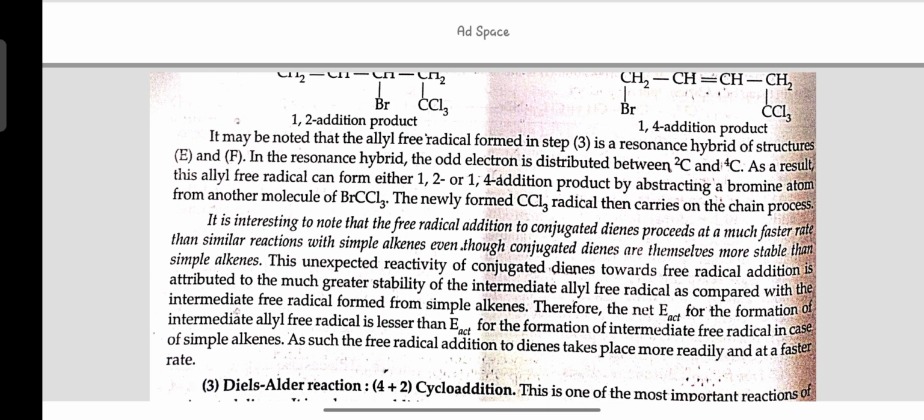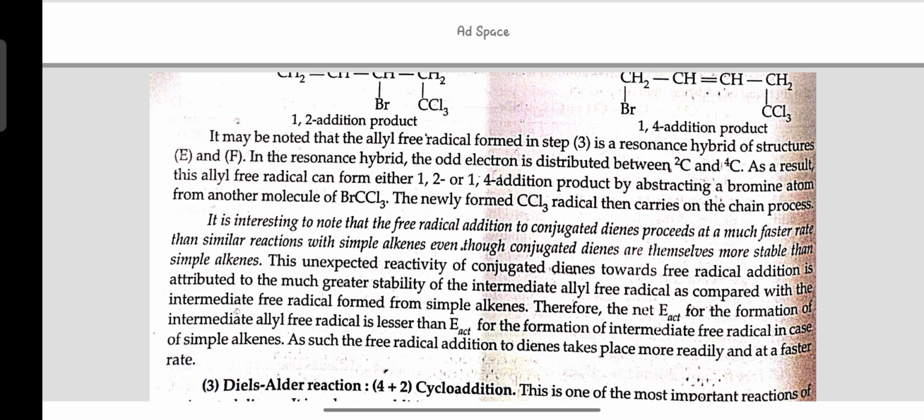It may be noted that the alkyl free radical formed in step 3 is a resonance hybrid of structures E and F. In the resonance hybrid, the odd electron is distributed between carbon 2 and carbon 4. As a result, this alkyl free radical can form either 1,2 or 1,4 addition product by abstracting a bromine atom from another molecule of BrCCl3. The newly formed CCl3 radical then carries on the chain process.